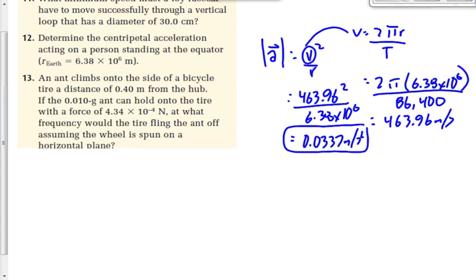All right, guys, finally, number 13 says an ant climbs onto the side of a bicycle tire at a distance of 0.4 meters from the hub. The 0.01 gram ant, I don't like grams, I want to convert that to kilograms, can hold onto the tire with that force. What frequency would the tire fling the ant off, assuming the wheel is spun in a horizontal plane?